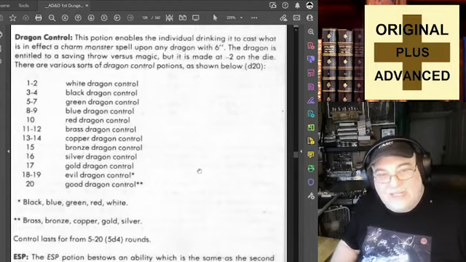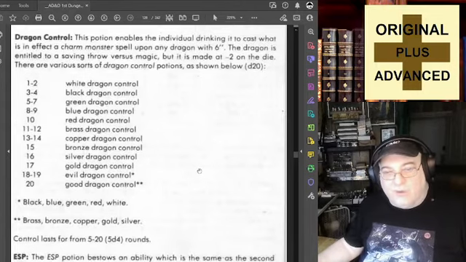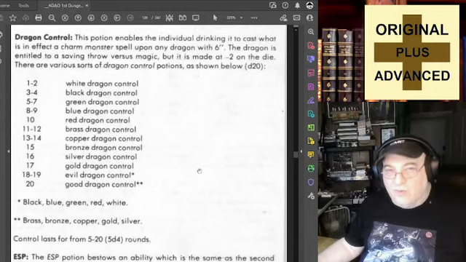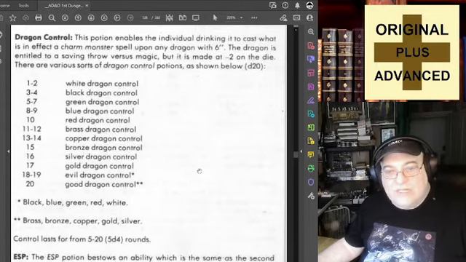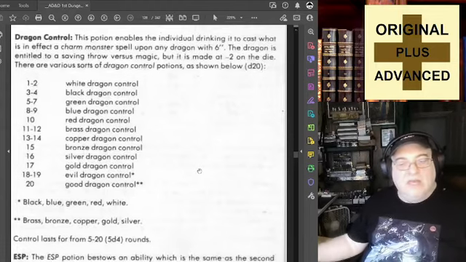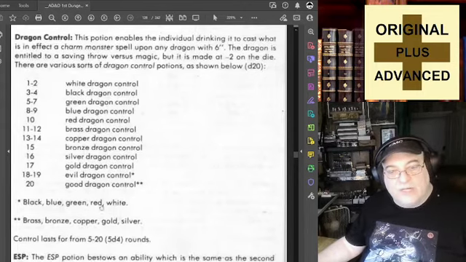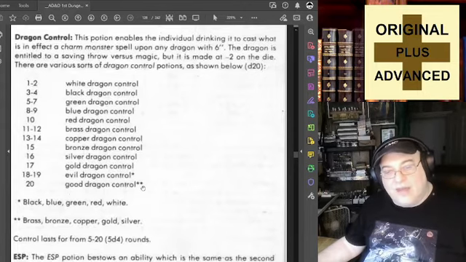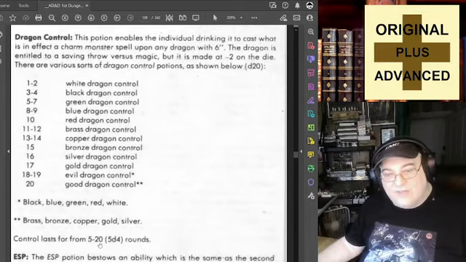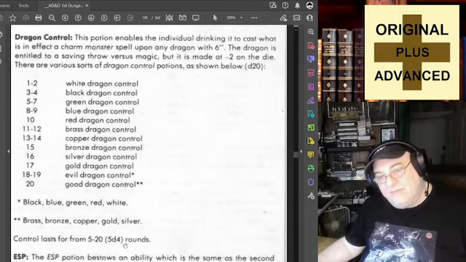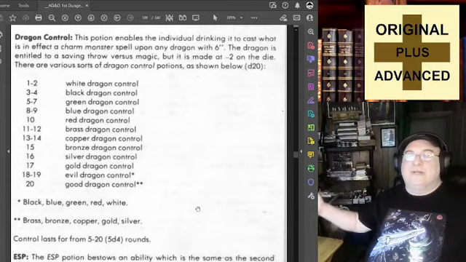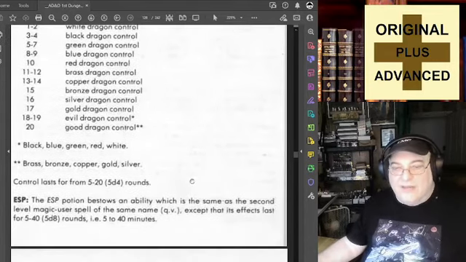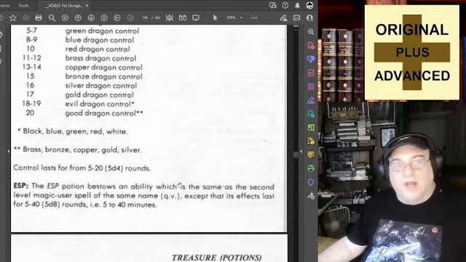There are various sorts of dragon control potions. As shown below, roll a d20. The table states 1 to 2 white dragon, 3 to 4 black, 5 to 7 green, 8 to 9 blue, red only on a 10. 11 to 12 brass, 13 to 14 copper, only on a 15 bronze, 16 silver, 17 gold, 18 or 19 any evil dragon, which includes all those monochromatic ones, black, blue, green, red, and white. On a 20, any good dragon, that is to say the brass, bronze, copper, gold, or silver, any of the metallic dragons. Control lasts from 5 to 20 rounds. That's minutes. 5d4 will be rolled, and you've got a very short time to say, hey, dragon, we're pals, right? Do me a favor. You're not going to be able to fly across the country using just one potion.